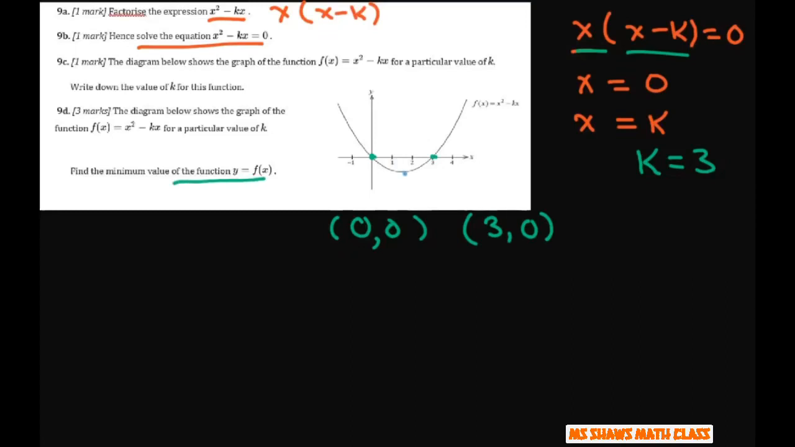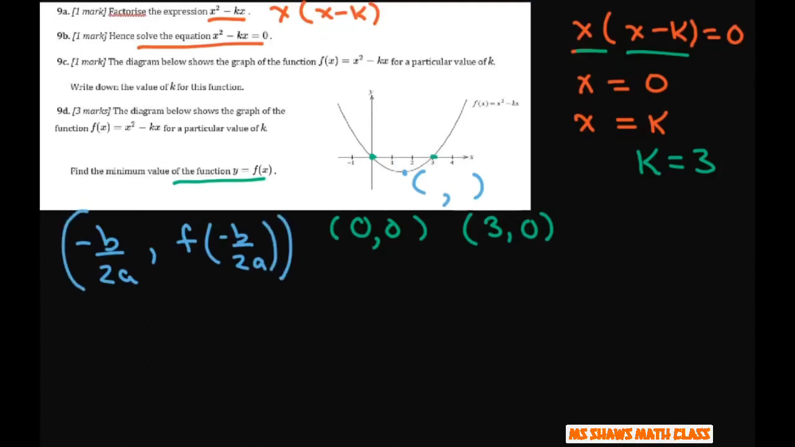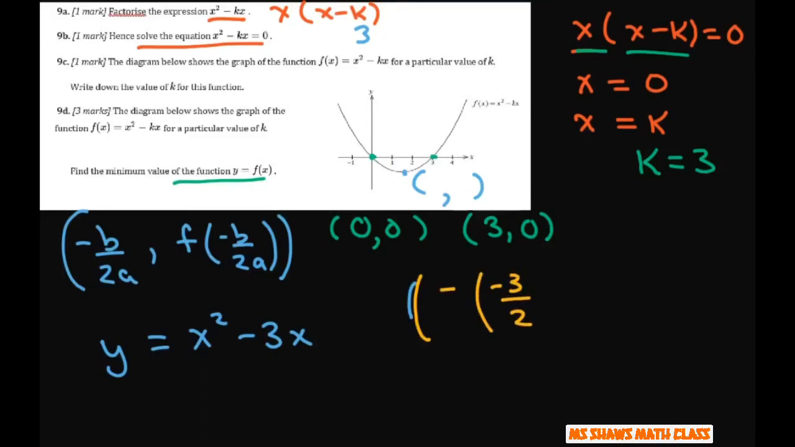Now, it wants us to find the minimum value of the function. So that means they want this point here. So you can use your negative b divided by 2a, f of negative b divided by 2a. Do it that way. And in our case, our function is y equals x squared minus 3x, because our k is 3. So, in our case, our b is negative 3, so we have negative times negative 3 divided by 2. And then that's going to end up being 3/2.